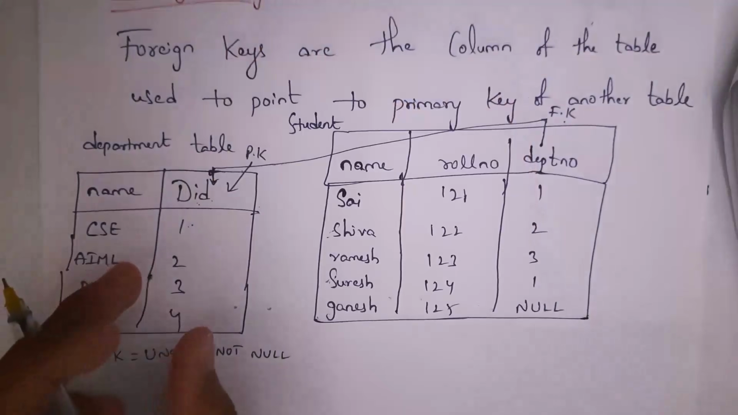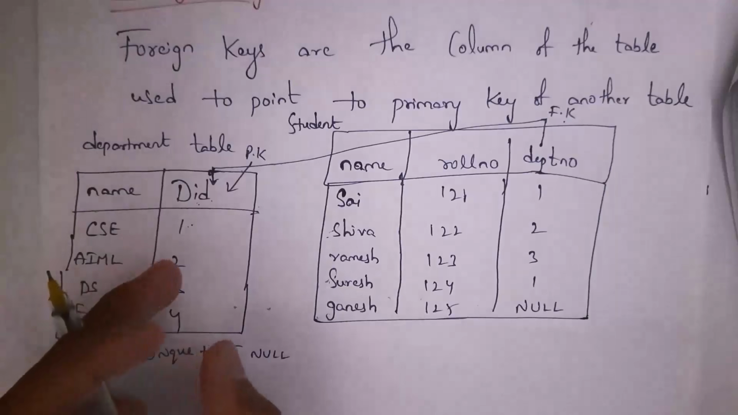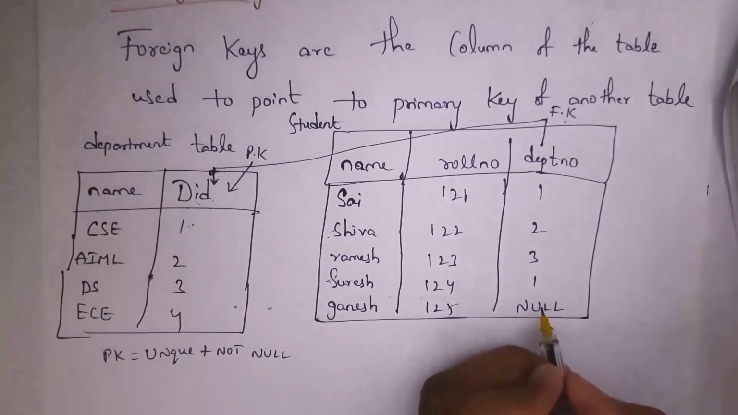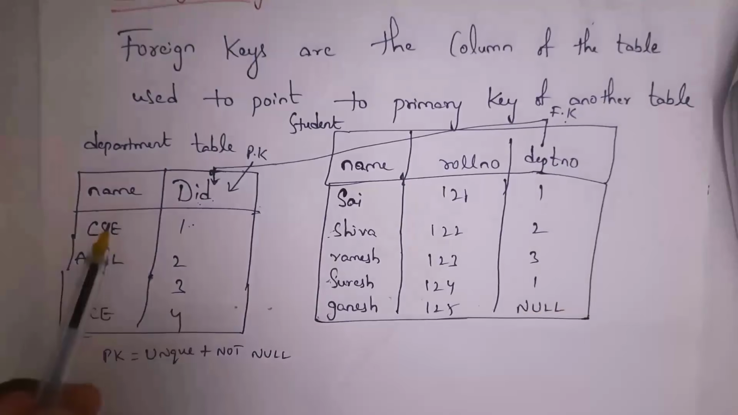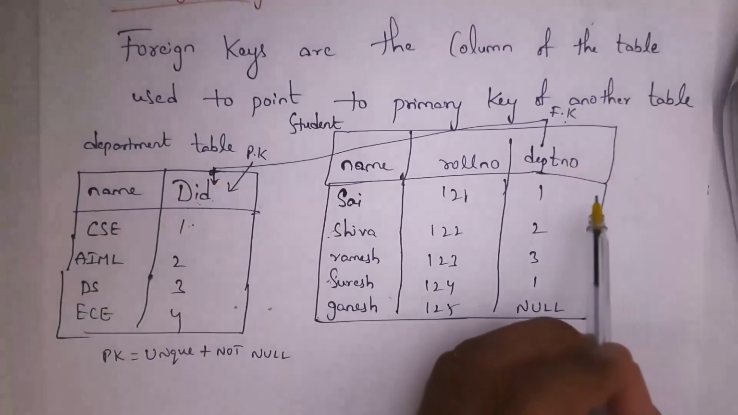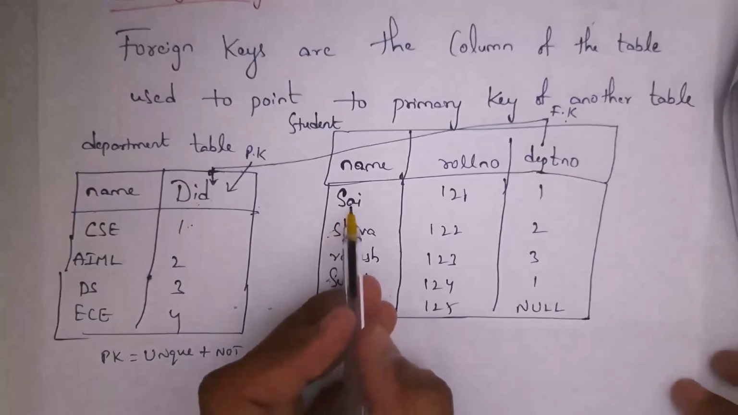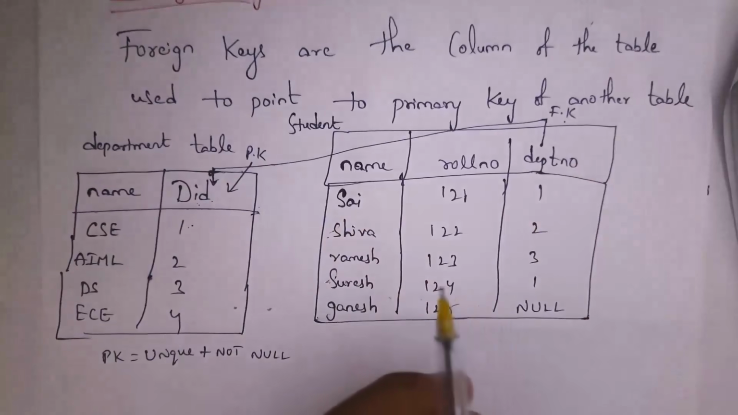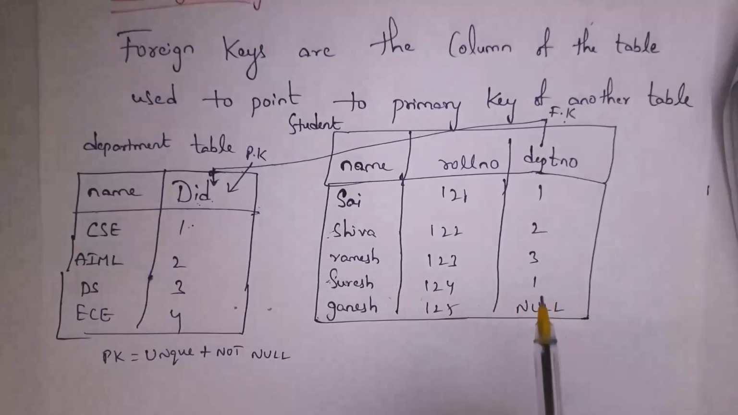Whereas for primary key, null values are not accepted. But for foreign key, null values are accepted. For example, I don't want to give department number for Ganesh, so I just write null here. Primary key must contain only unique values. But foreign key can contain duplicate values. Here for Sai I took department number 1 and for Suresh I took department number 1. So duplicate values are accepted.